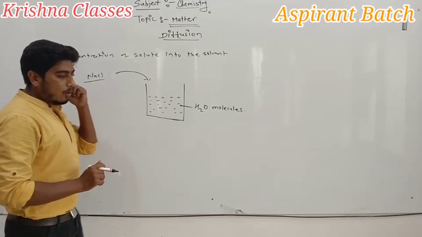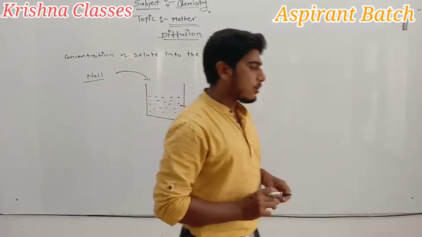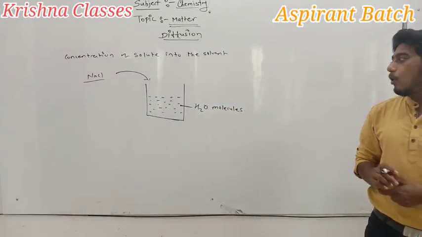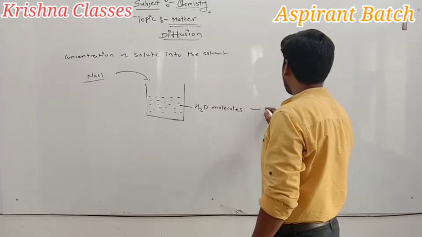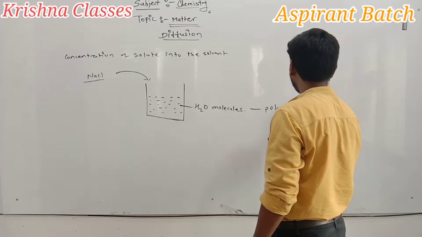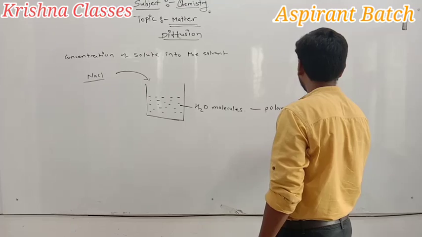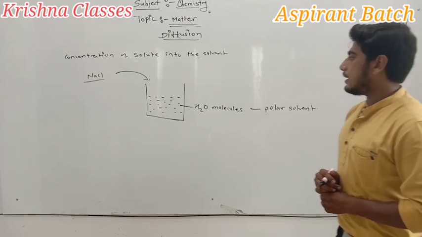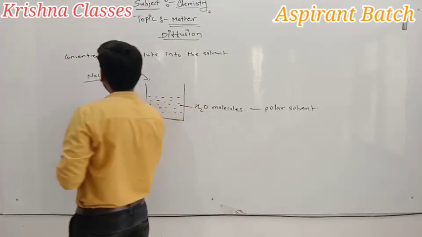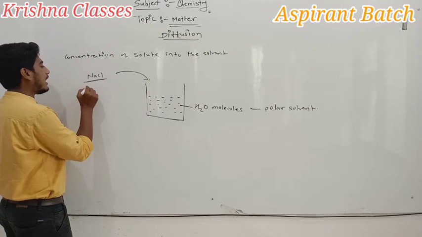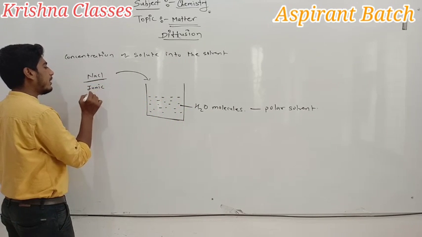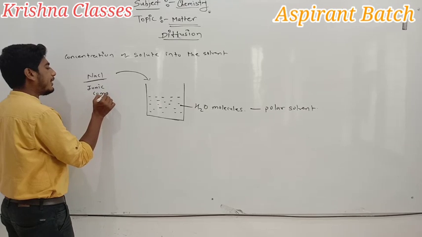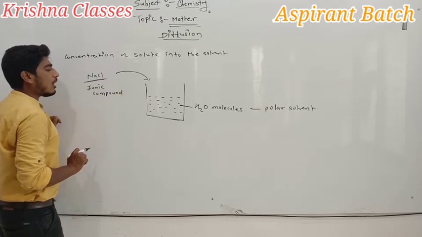Then what happens here? We know that water acts as a polar solvent. Water is considered a polar solvent. Then we know that sodium chloride is an ionic compound. Sodium chloride is an ionic compound which is formed by loss or gain of electrons.